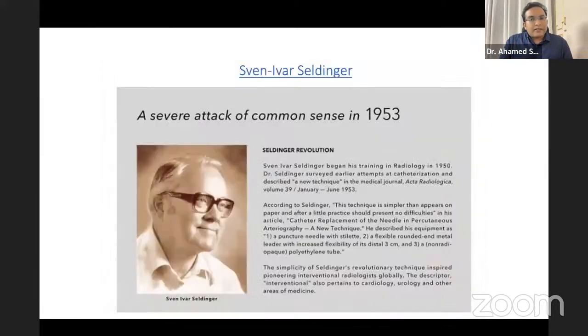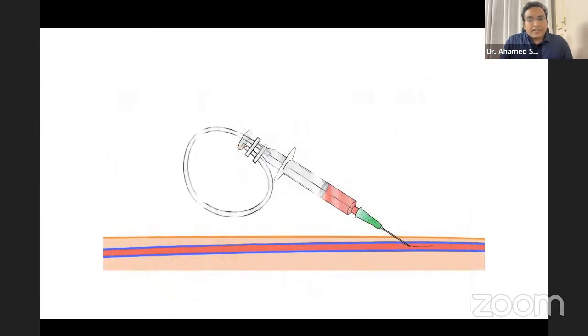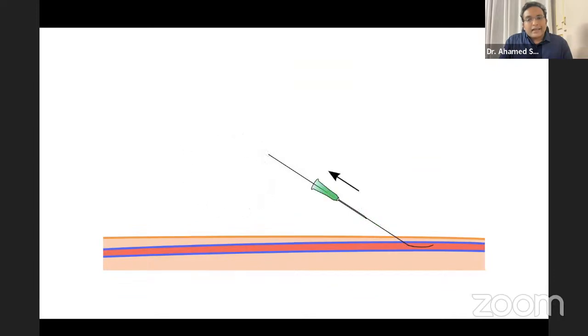Equipment as we have discussed. So this was Seldinger, who revolutionized neurovascular intervention procedures. And this is just the graphical representation of how it is done. We start with local injection. We insert the needle, put in the wire. Then we remove the needle. After removing the needle, we put in the sheath.